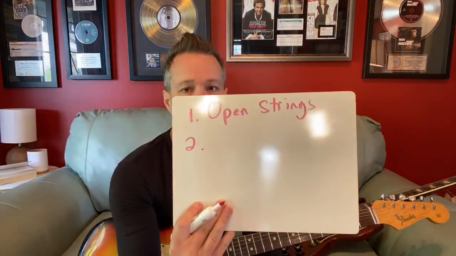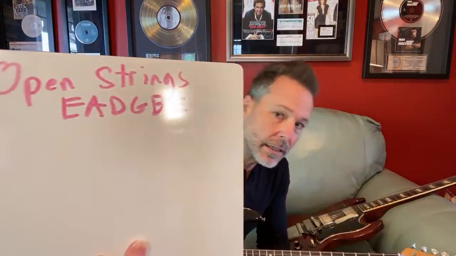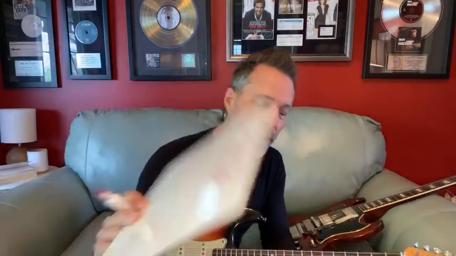So open strings is number one. You've got to know the names of the open strings, and we know that as E, A, D, G, B, E. Easy enough, right? The very first E is the lowest, or the thickest string. Number two, you've got to know the musical alphabet goes from A to G. And thirdly, B and E don't have sharps.